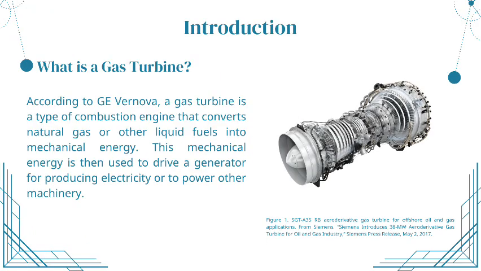According to GE Vernova, a gas turbine is a type of combustion engine that converts natural gas or other liquid fuels into mechanical energy. This mechanical energy is then used to drive a generator to produce electricity or to power other machinery. So as you can see in the PowerPoint, this is what a gas turbine engine looks like.